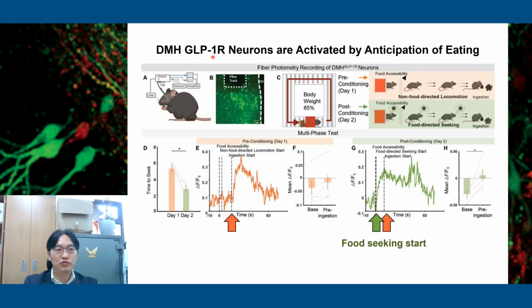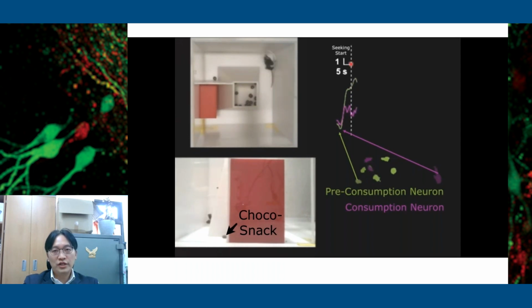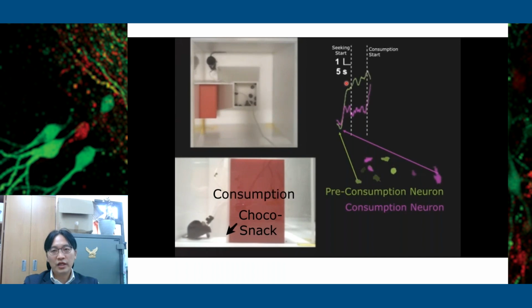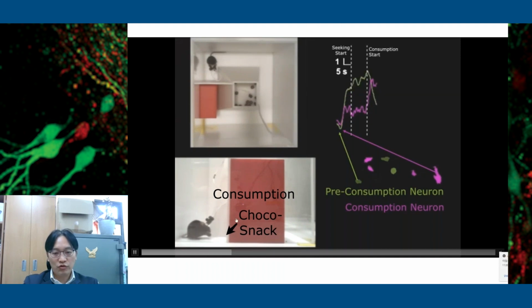This time we are measuring different neurons, dorsal medial hypothalamus GFP receptor neurons, and we use the miniscope again. With this miniscope, we can really time lock the seeking start and the consumption start, and record single neurons at the same time. Some of the neurons are activated before consumption, some are activated at the consumption start. So that's two different neurons.